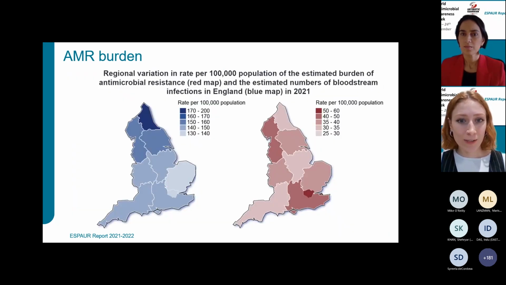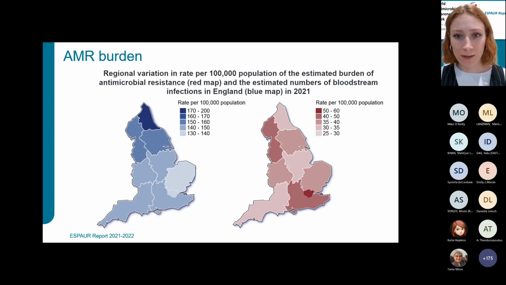This infographic shows that regional variation in AMR burden. The blue map shows the incidence of key pathogen bloodstream infections in England in 2021, and this was the highest in the northeast. The red map shows the rate of the estimated burden of antimicrobial resistant bloodstream infections, and comparatively this was highest in London, followed by the northwest and the southeast. And this is likely due to a combination of factors, including population density and the location of specialist treatment centres. Next slide, please.